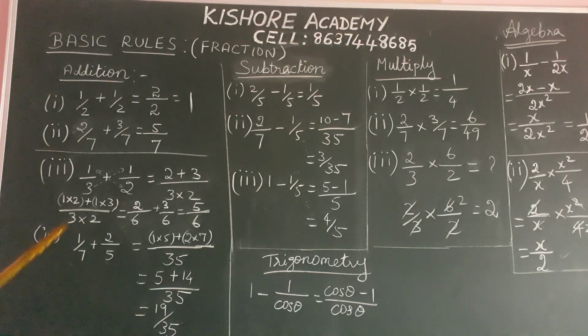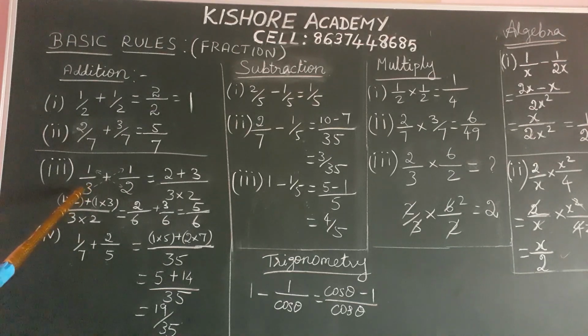Take the second sum. Here also the denominator value is the same. So write the value as itself. Add only the numerator value. Upper value 2 plus 3 is equal to 5. Okay, that's all. Very, very simple. Come to the third sum.